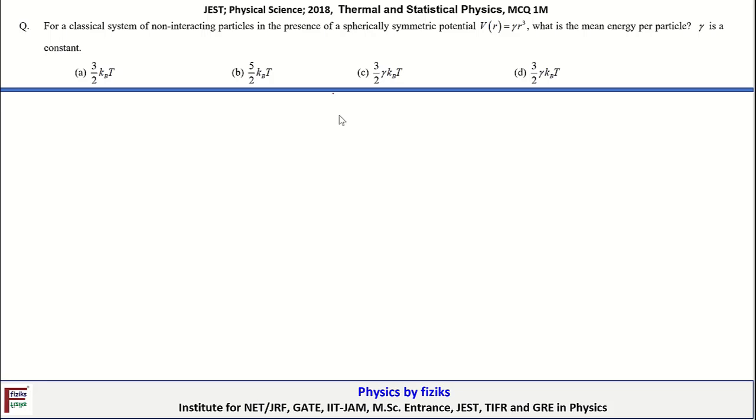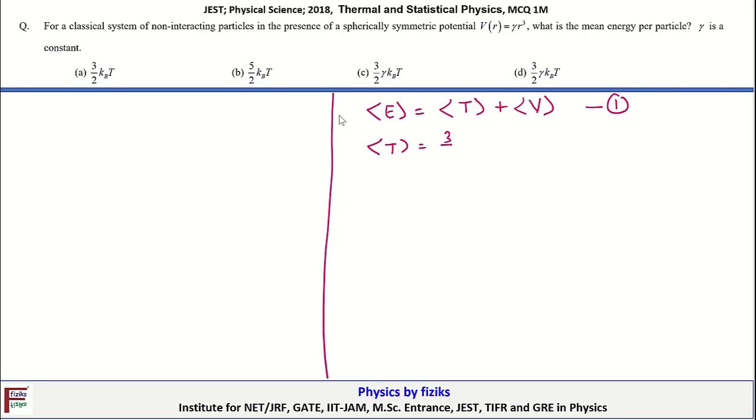Here, the mean energy per particle is basically the mean kinetic energy plus the mean potential energy. So let's see how we can find it out. It's easy to predict the mean kinetic energy per particle, because a classical system consists of free particles, and a freely moving particle has 3 translational degrees of freedom. So the mean kinetic energy is 3 by 2 kBT.